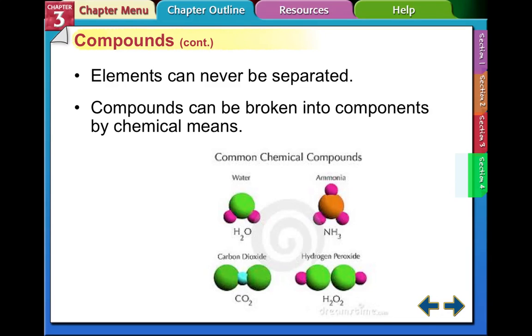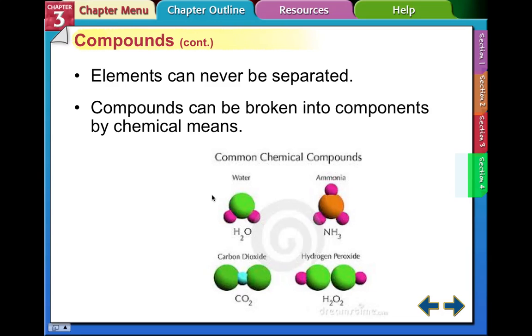Remember, elements can never be broken down. Compounds, on the other hand, can be broken down by chemical means. So remember the lab that we just did. We did copper wire added to silver nitrate. Remember, the copper combined with the nitrate to make copper nitrate and left the silver by itself. So compounds can be broken down, elements cannot be.